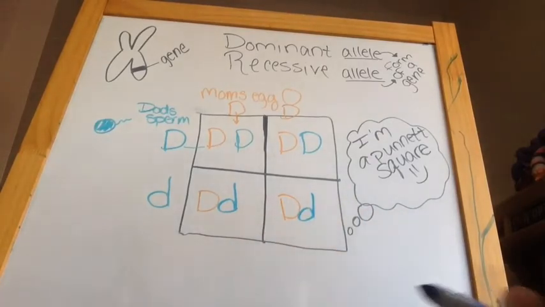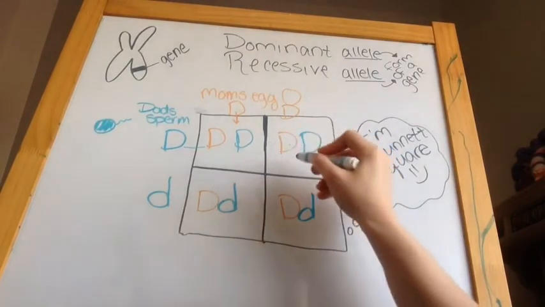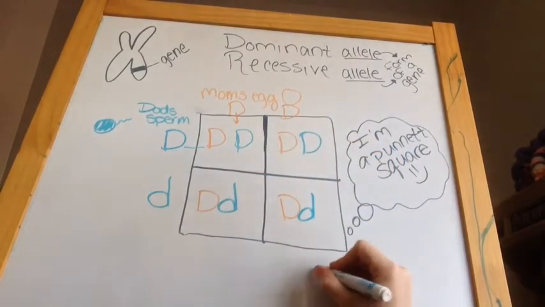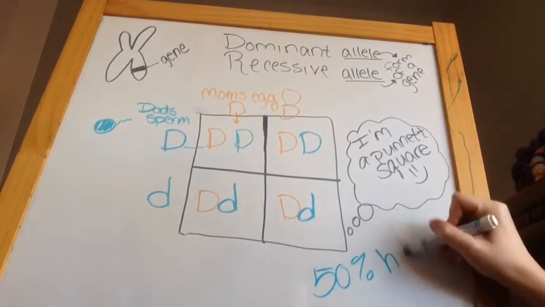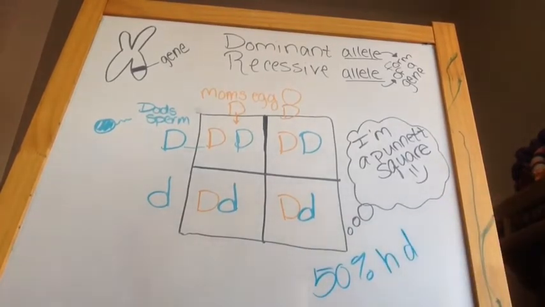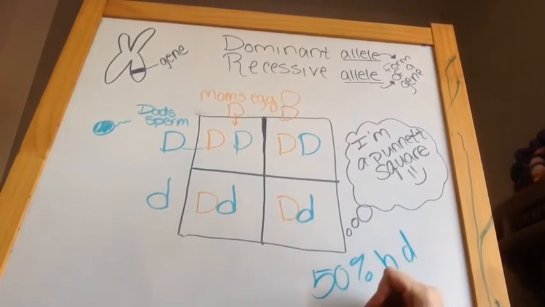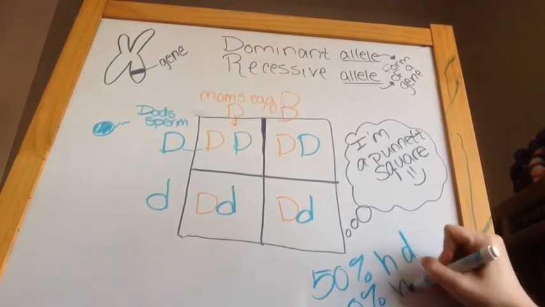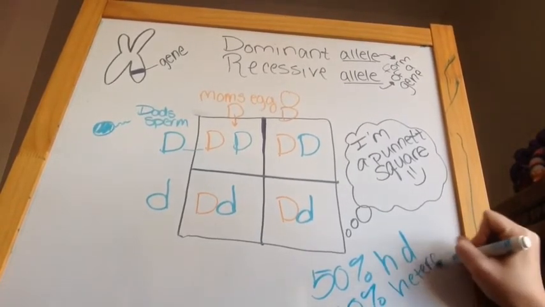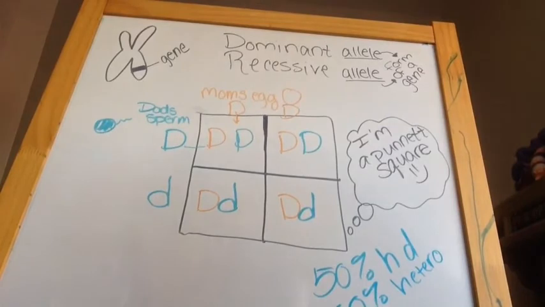And if you look at this, there's a 50% probability of having homozygous dominant. So I'm going to put 50% HD. Okay? There's also a 50% possibility of being heterozygous. And remember, what heterozygous means is that the two alleles are mixed, okay?